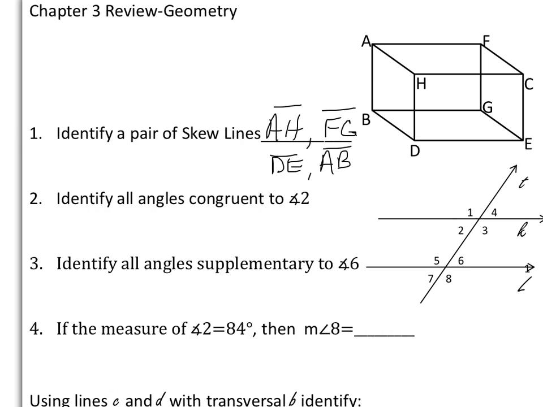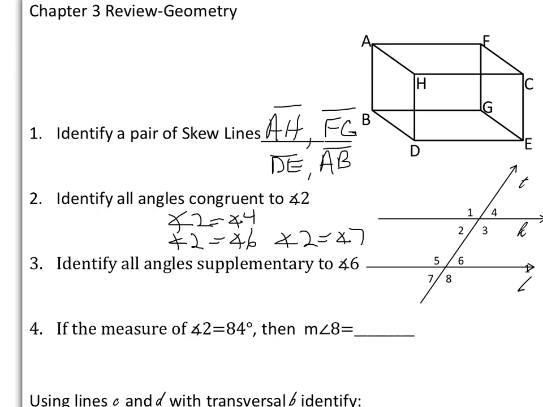Next, we want to look at the second diagram and find all angles congruent to angle 2. Well, we know that angle 2 is equal to angle 4 because those are vertical angles. Angle 2 is equal to angle 6 if the lines are parallel, because those would be alternate interior angles. And if angle 2 is equal to angle 6, then angle 2 also has to be equal to angle 7, because those are corresponding angles. So we have angle 2 is equal to 4, 6, and 7.